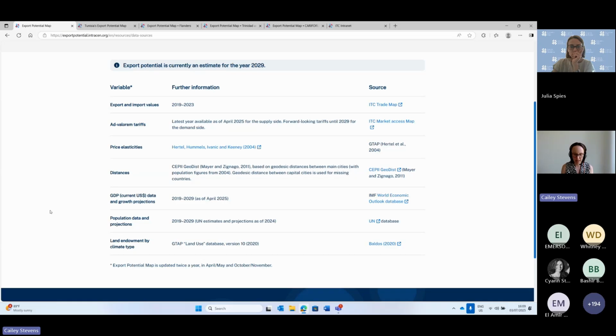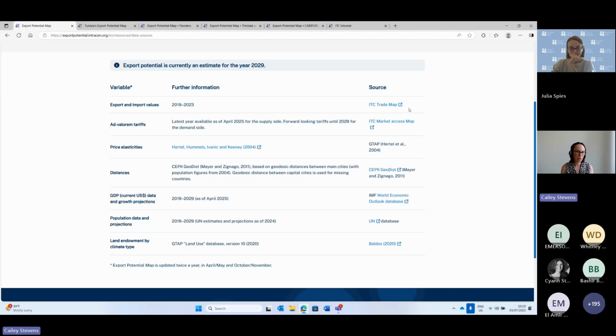So as I mentioned, the model looks at supply, demand, and ease of trade. For supply and demand, we're using exports and imports, and those export and import values come from Trade Map. The data in Trade Map comes primarily from national sources, so our team is collecting that data on a monthly basis. It's coming from national sources, but also from UN Comtrade, but we give priority to national sources.